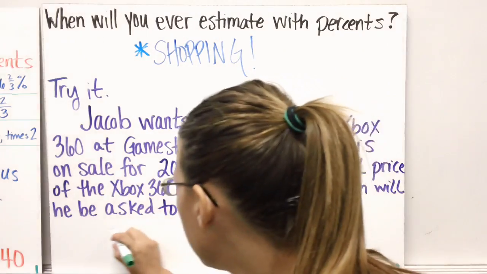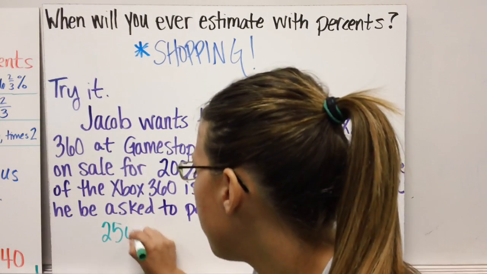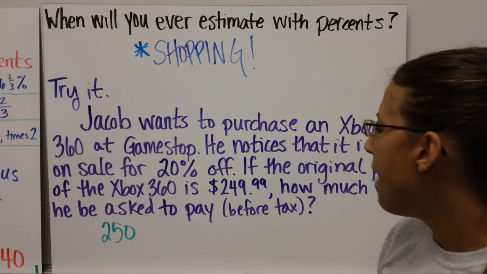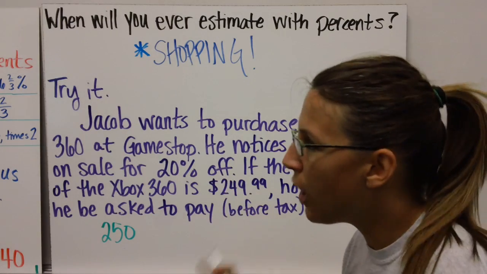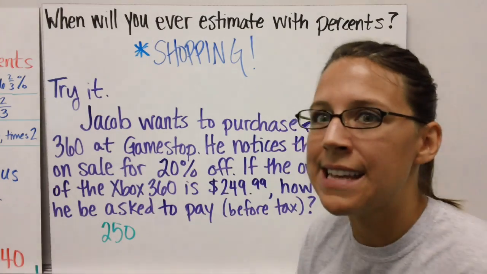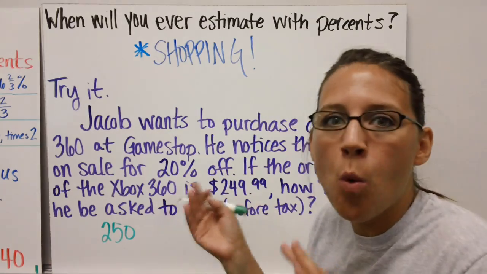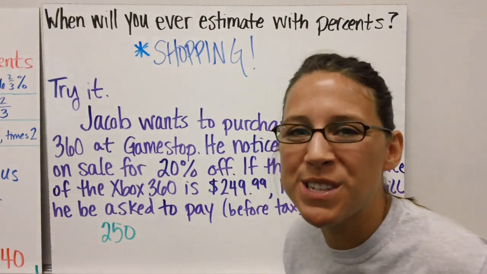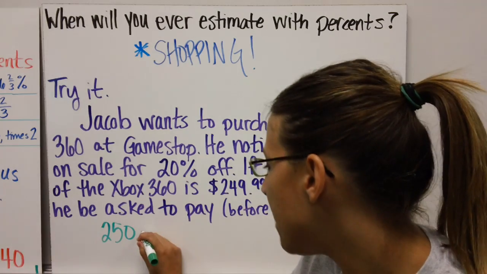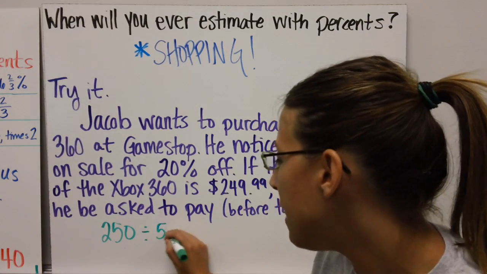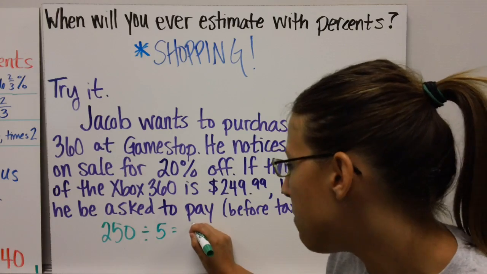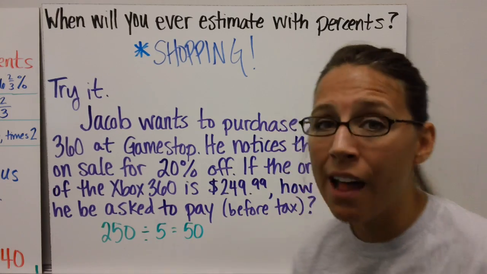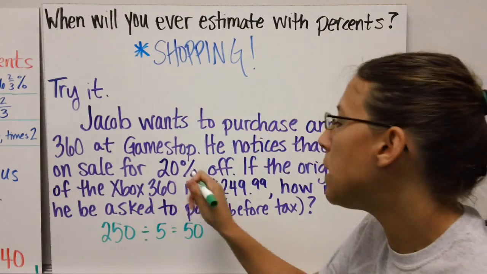$250, right? So I'm just going to think about it being $250. And then it's on sale for 20% off. On the previous board, I said 20% is like 1/5, right? So if you divide by 5, you're going to find out what that 20% is. So I'm going to say 250 divided by 5, and that's going to be $50.